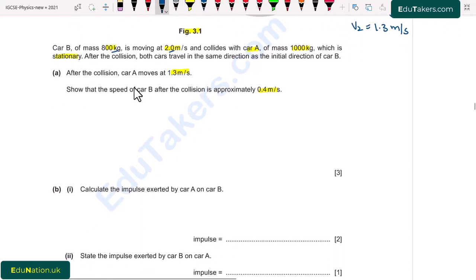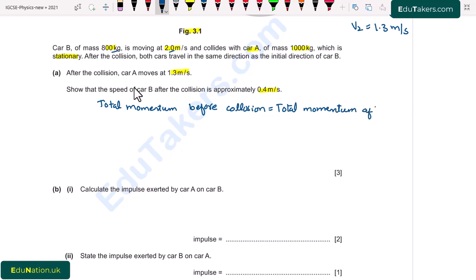So by using the law of conservation of momentum, the total momentum of the system is conserved. Or we can say that the total momentum before collision is equal to total momentum after collision. I write here total momentum before collision is equal to total momentum after collision.